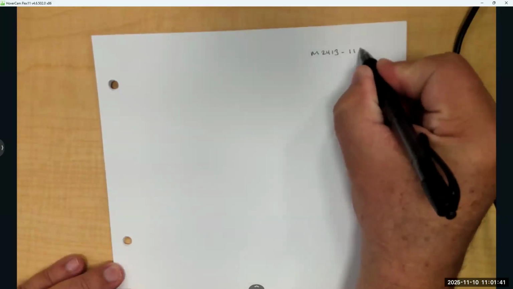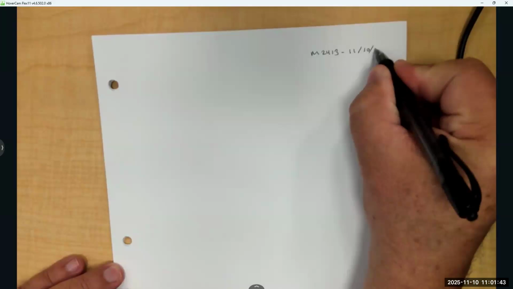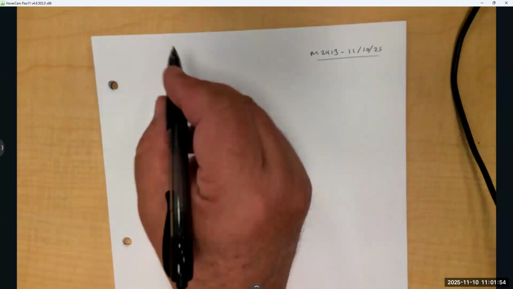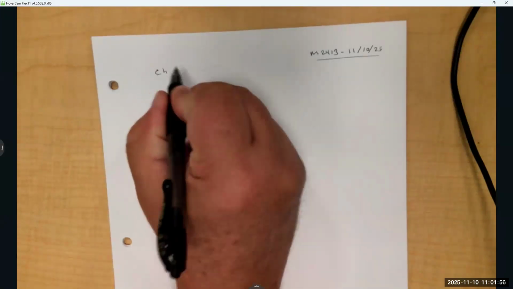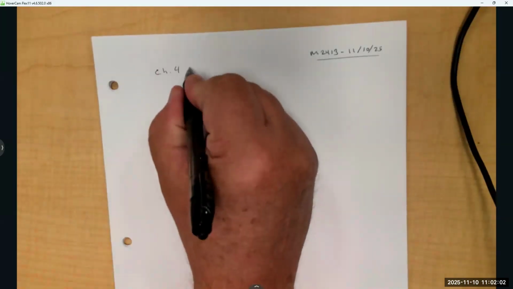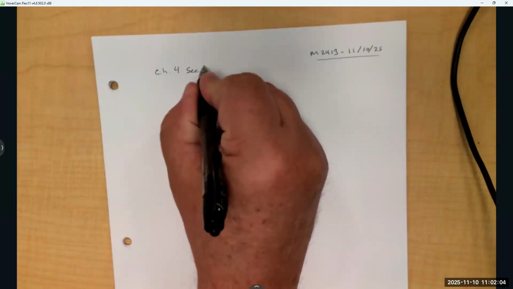Where did we leave off? We left off learning how to graph using the first and second derivatives. We're now in chapter 4, section 6.